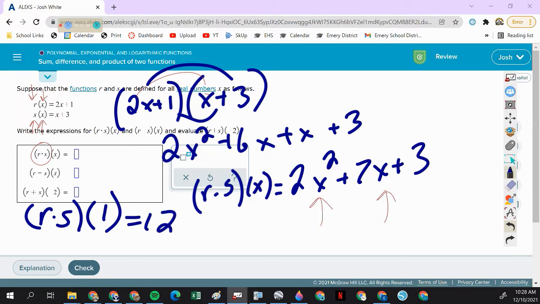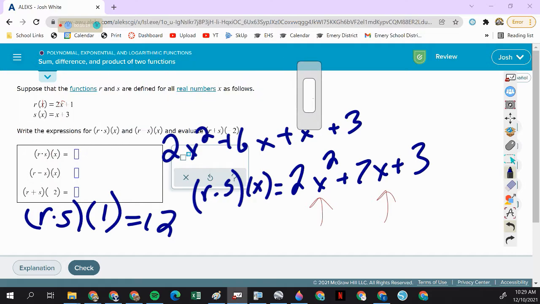Okay? But I could also plug 1 in there and in there, and then solve. So let's see what happens. I plug 1 in there, and I get 3. And I plug 1 in there, and I get 4. What should I do with 3 and 4? Multiply them together, and I get 12. So that's kind of cool. You can either put the functions together, simplify, and then plug in 1, or you can plug 1 into both of the original functions and then multiply the answers together.